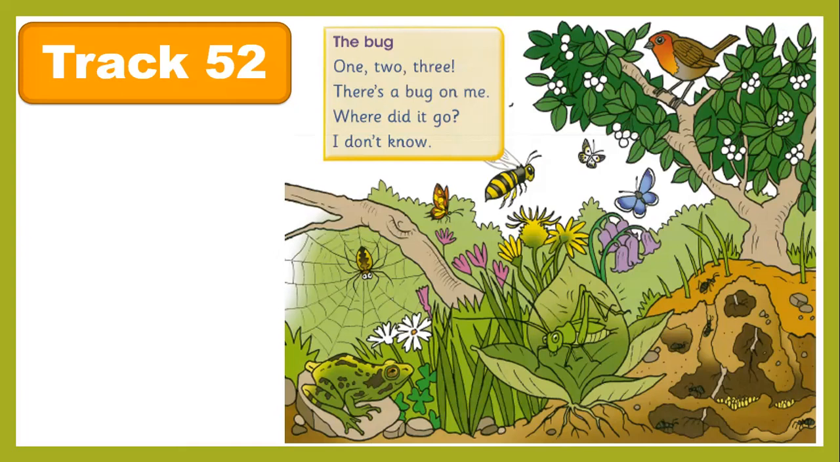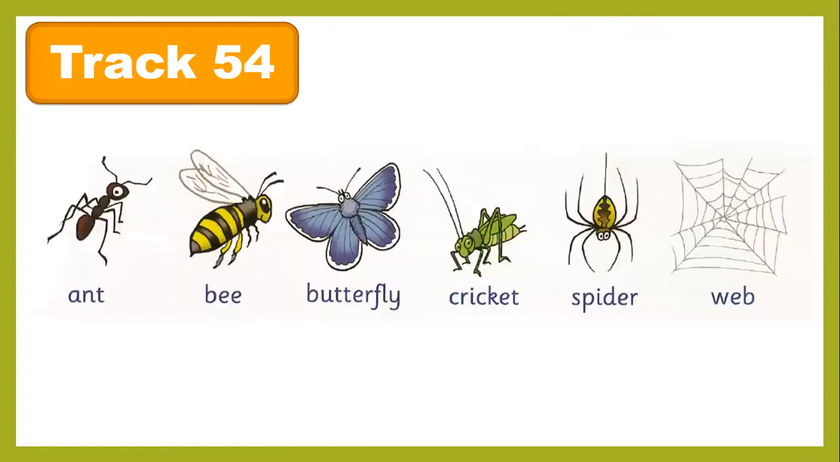Okay, so you learned about the sounds of different insects, those who live under the ground, like the ant, and you listened to the sound of the cricket. So here is the vocabulary about track 53. We have the ant, which lives under the ground. We have a bee, a butterfly, a cricket, and a spider, and spiders make webs. So you have to learn this vocabulary.